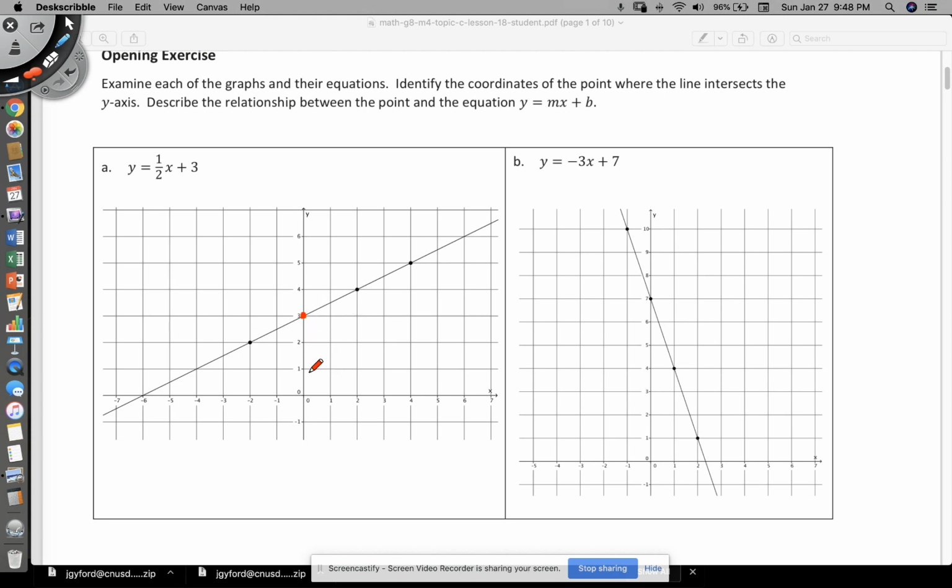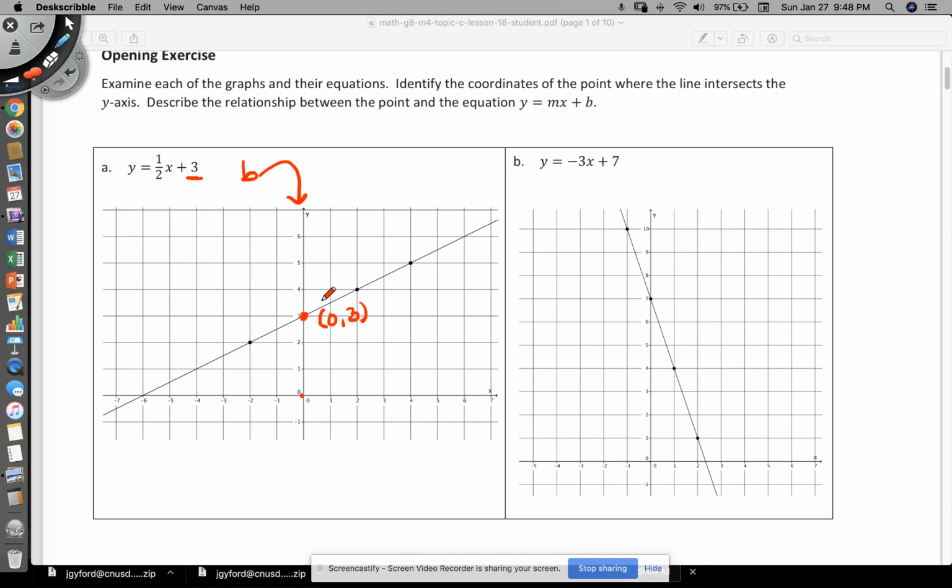What is the coordinate of that? We go 0, 3. The coordinate is (0, 3). And if you notice, 3 is our b. So b represents the number where the line crosses the y-axis. It crossed at the 3, so that's our b. b is also sometimes referred to as your starting point.